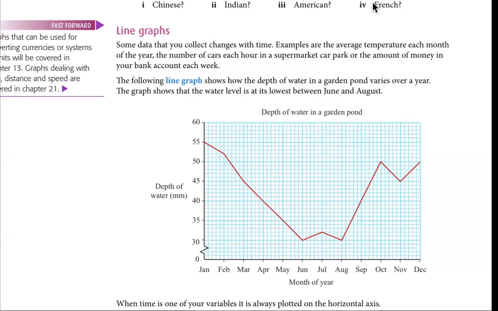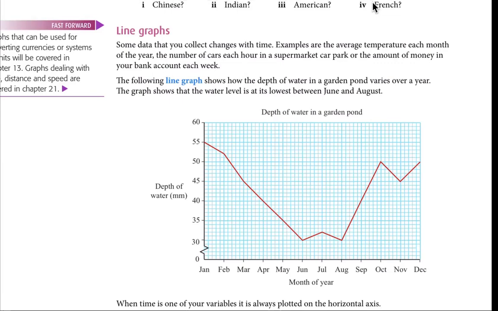Right, line graphs. Some data that you collect changes with time. For example, let's say we talk about the weather. Temperature changes with time. In the morning it's slightly colder, at night it's slightly colder. Throughout the day it gets a little bit hotter, and then it gets back to being colder. So you get changes according to time. That's what we normally use line graphs for.